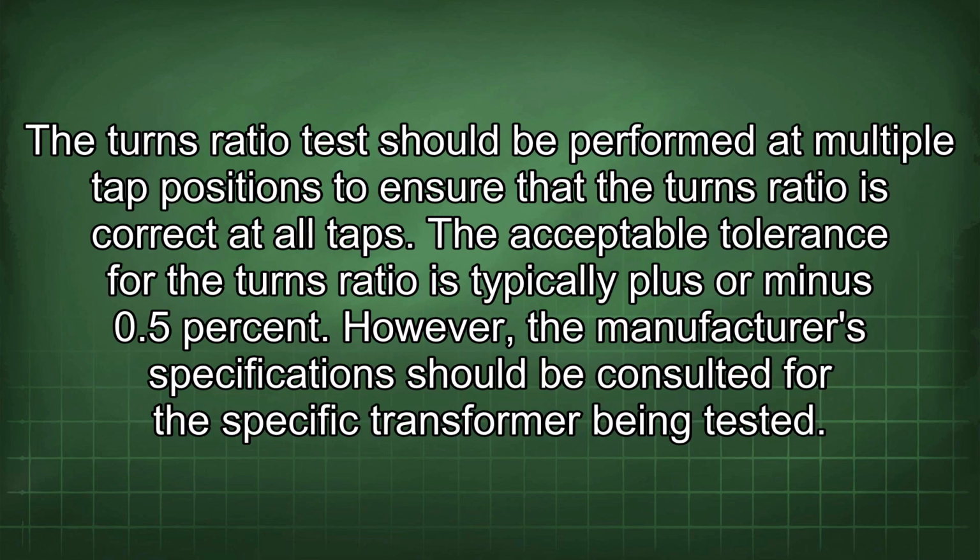The turns ratio test should be performed at multiple tap positions to ensure that the turns ratio is correct at all taps. The acceptable tolerance for the turns ratio is typically plus or minus 0.5%. However, the manufacturer's specifications should be consulted for the specific transformer being tested.